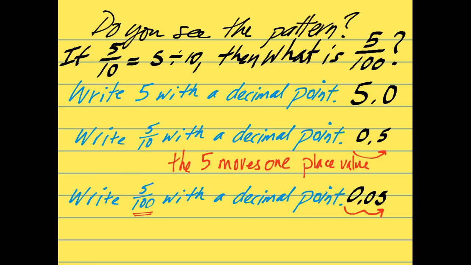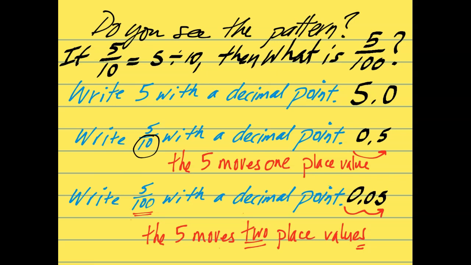So, for the first one, the 5 moves 1 place value. Why? Because I divided by 10. In the second example, the 5 moves 2 places to the right because I have 5 divided by 100. 2 places. There it is.